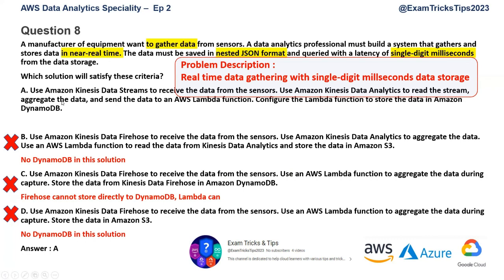And you're left with option A, which is the correct answer here. Use of Kinesis Data Streams, Data Analytics, use of a Lambda function, and then use the Lambda function to write data into DynamoDB. So the final answer for question 8 is option A. Let's move on to the next question.